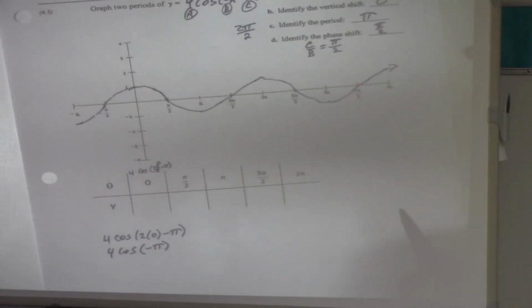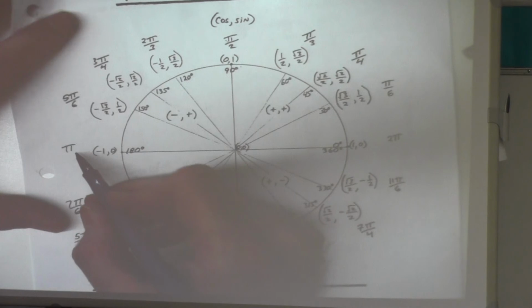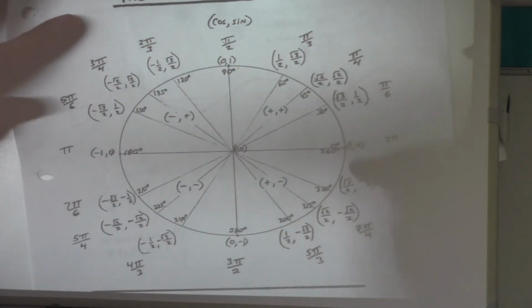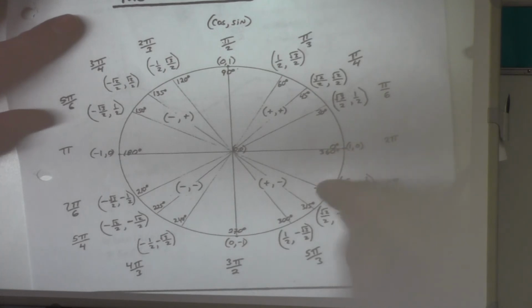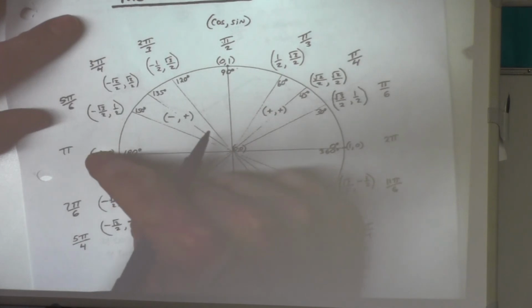So let's take the unit circle and think about what that means. Here's pi, here's 2 pi, all the others. Well, if I start here, the negative pi means that I go opposite, negative this way, and I go the distance of pi. So I get to here.